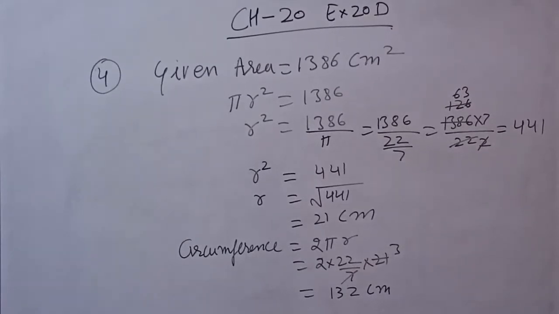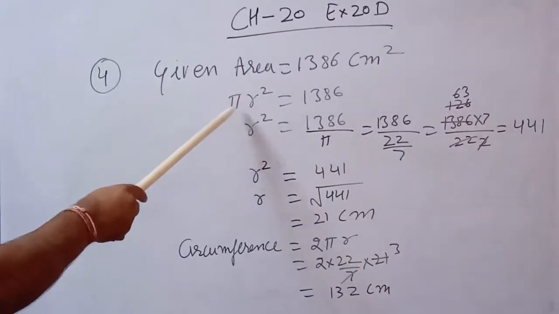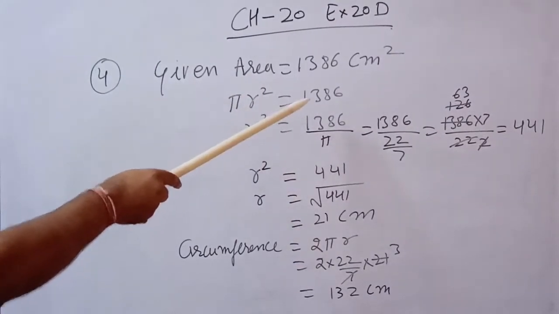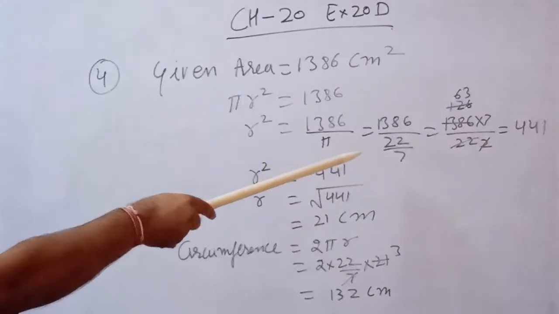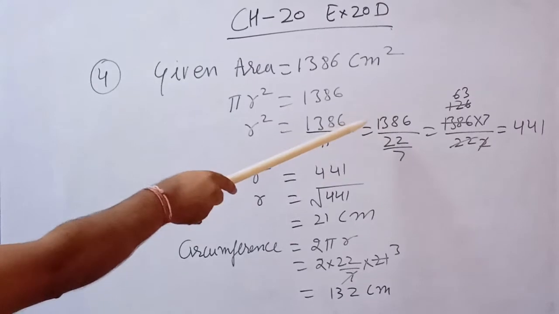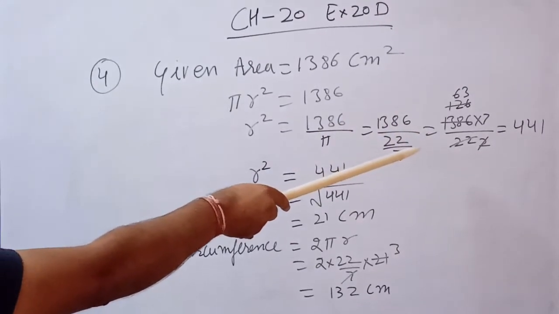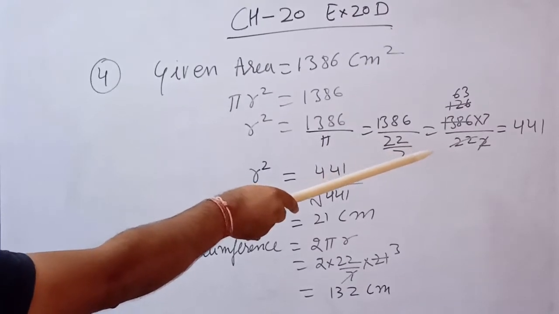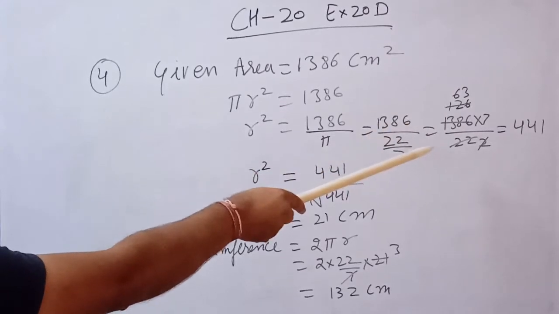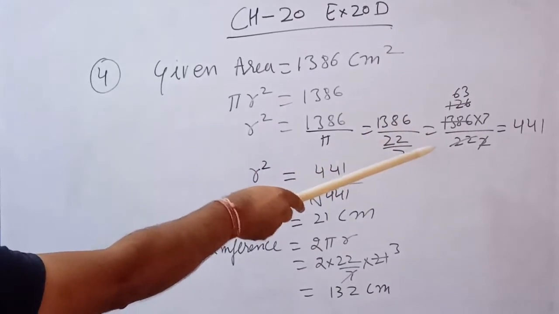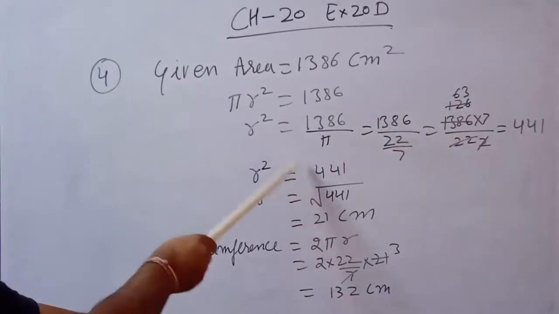Children, we are taking question number 4. Here the given area is equal to 1386. We know area is pi r square, so pi r square equals 1386. r square equals 1386 divided by pi. Put the value, 22/7, 7 will go in the numerator, so 1386 into 7/22. Divide by 11, so 11 twos are 22, and dividing 1386 by 11 we get 126. Now again 126 divided by 2, we get 63. 63 into 7 is 441. So r square we got is 441.